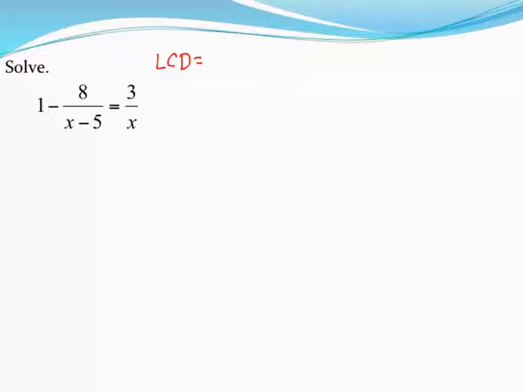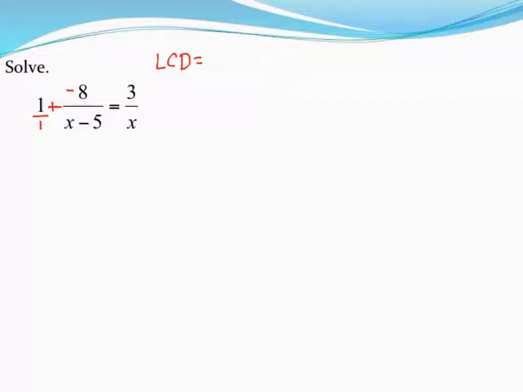So a couple things I might do though before I even find the LCD. I'm going to make that 1 over 1 just to remind myself that that's a fraction and remind myself that the numerator needs to be multiplied. I also don't like subtracting. Sometimes I forget to distribute the negative sign. So I'm going to make this plus a negative 8. Just a couple tips I would recommend.